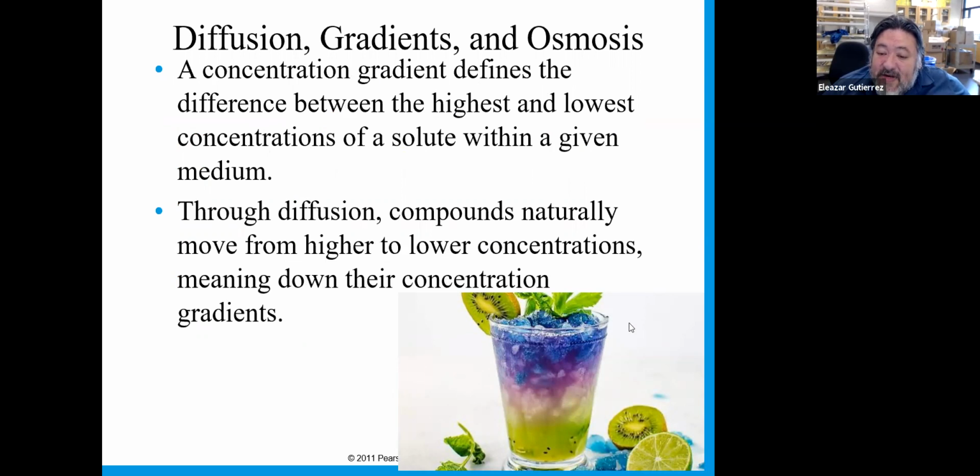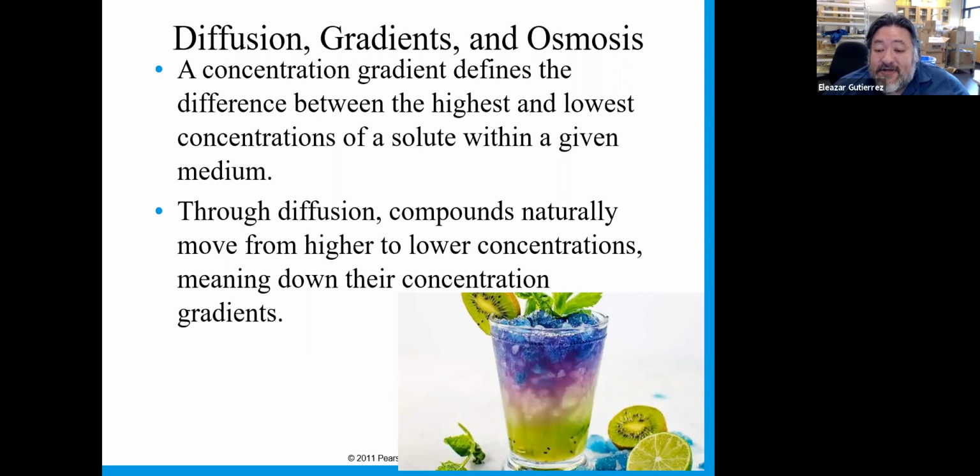So that brings me to my little kiwi drink here. I don't know if you can tell, but I have green on the bottom. Then I have yellow here. And then I have purple here. And then I have blueberries up here.